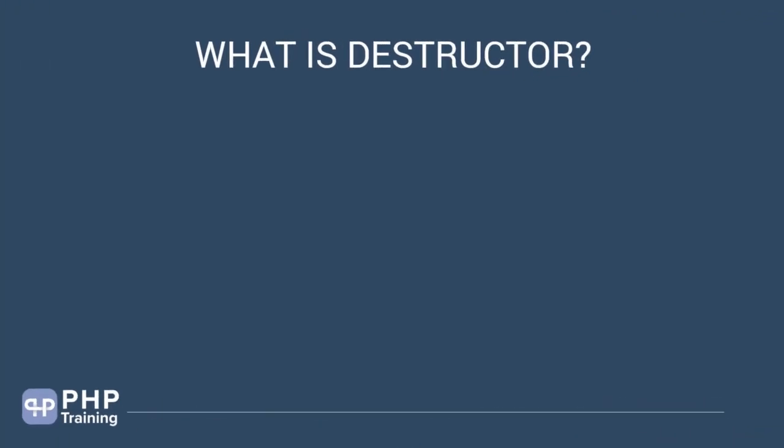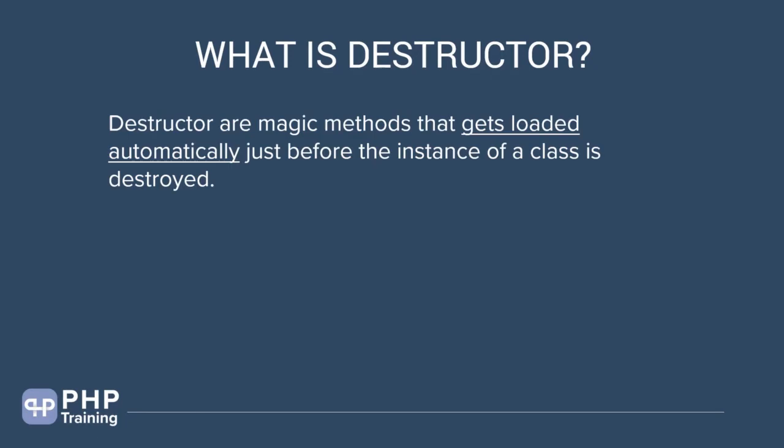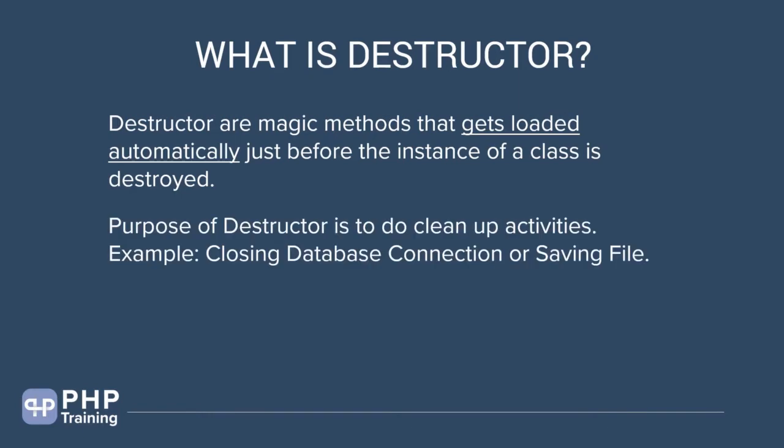Welcome to the lecture on what is destructor. We have seen constructor, now we'll see what is destructor. Destructors are also magic methods that get loaded automatically just before the instance of a class is destroyed. When the program finishes its execution, right before that, all the destructors are executed from the class. The purpose of destructor is to do cleanup activities, let's say closing the database connection, saving a file, or saving a log file. All these activities you can do from the destructor.